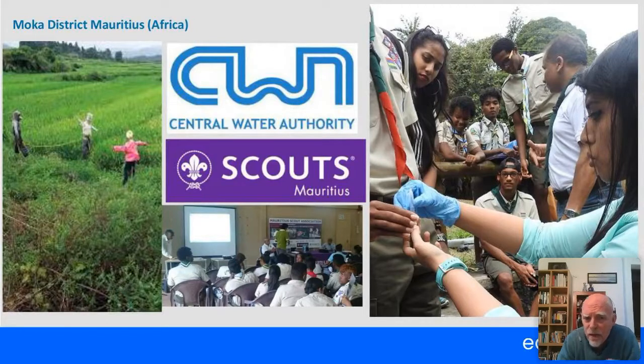So again, looking on a landscape catchment level, what can people do? And these people in this case were the young people, the scouts, who went out and then made these changes and worked with the Central Water Authority and the Mauritius Biological Association to find solutions to some of the major problems that they were having.